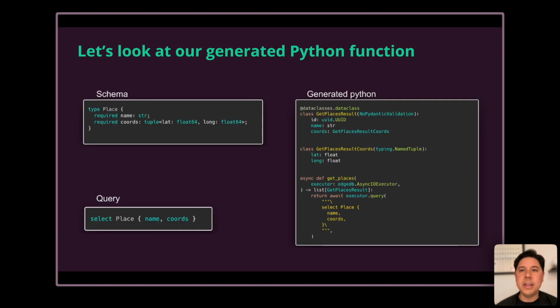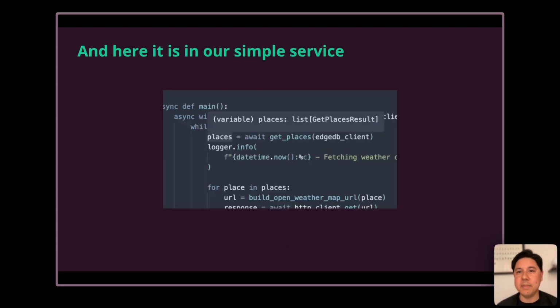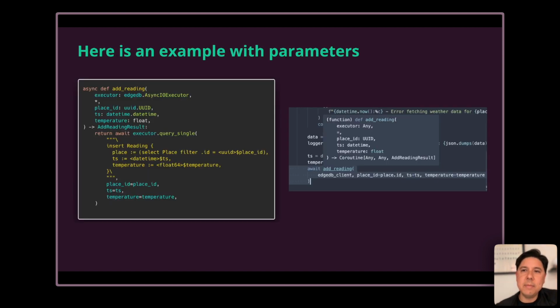As a reminder, here on the left is the schema of our place type and the query that we saved as getPlaces.edgeql. The generated types include the automatically generated ID field with a UUID type. It also produces a nice class for the name tuple. And then you can see it mapped our query into the body of the function. And here is a screenshot of VS Code showing me the type of the variable places that has been returned from our generated function. Likewise, for a query that takes some parameters, you get a nicely typed function with named arguments.